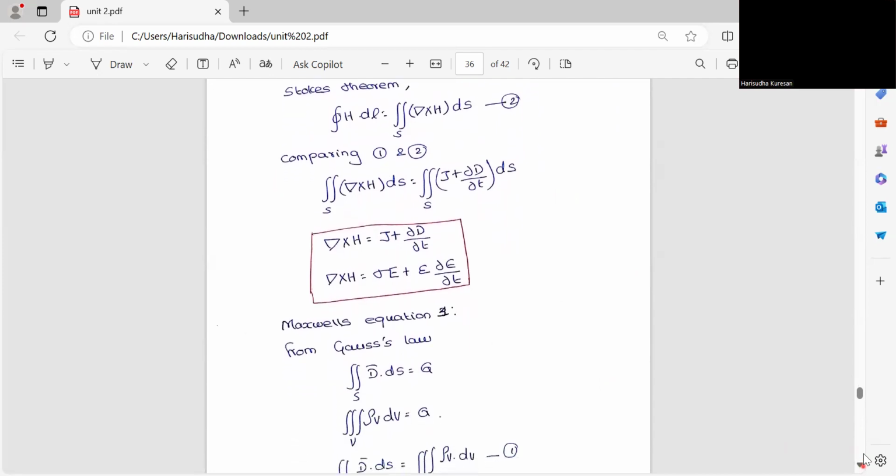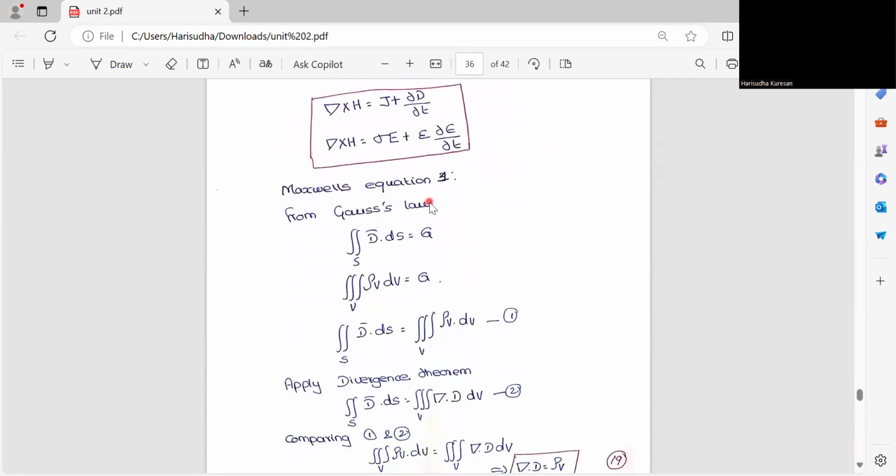Now from the Maxwell's first equation, which is derived from the Gauss law, we know that surface integral of D dot ds is equal to the charge q. So this can be converted. This charge q can also be written in terms of volume integral. That is volume integral of rho v dv is equal to q. Now both the terms are representing the charge q. So we can equate both these values. So surface integral of D dot ds is equal to volume integral of rho v into dv.